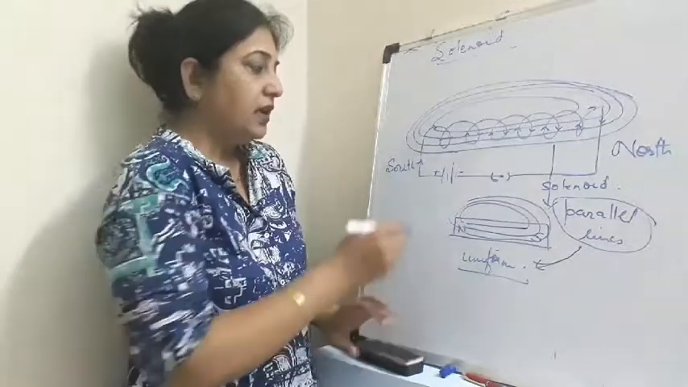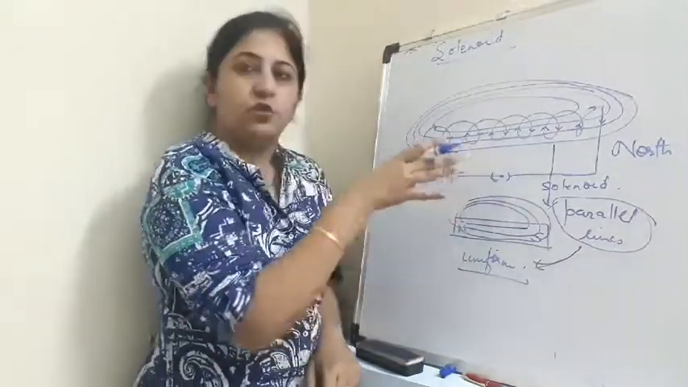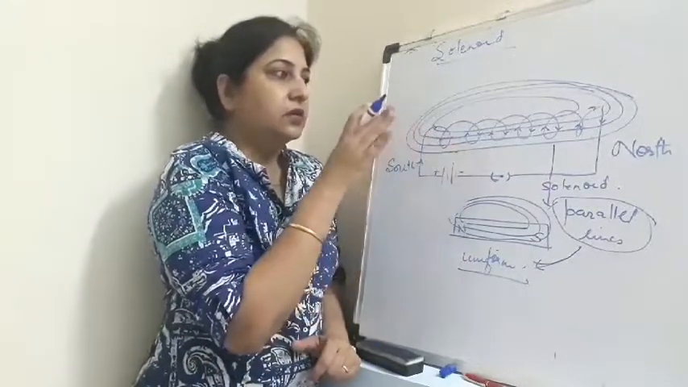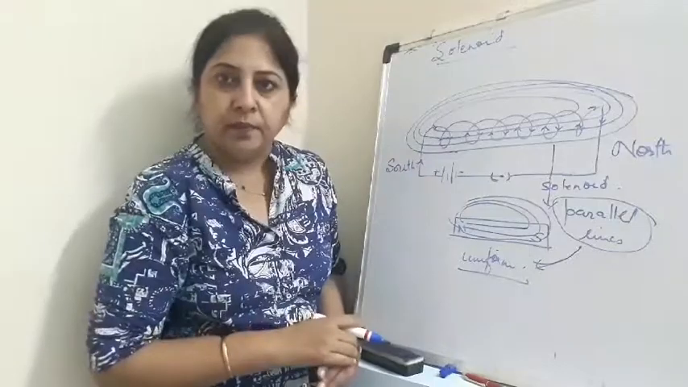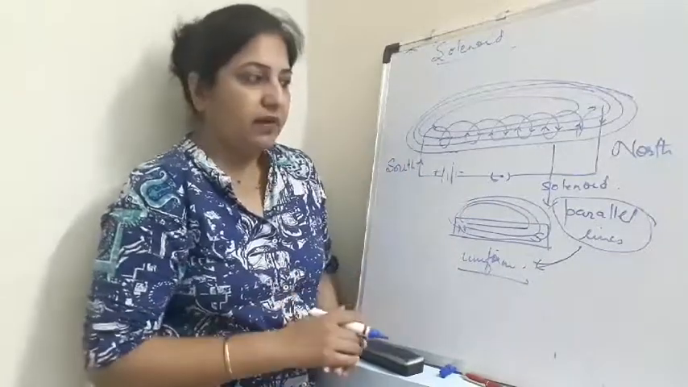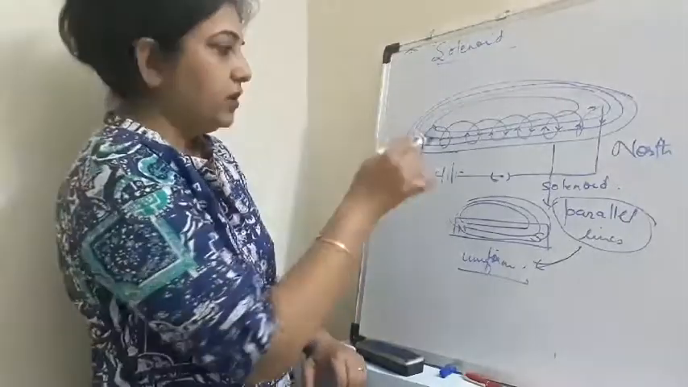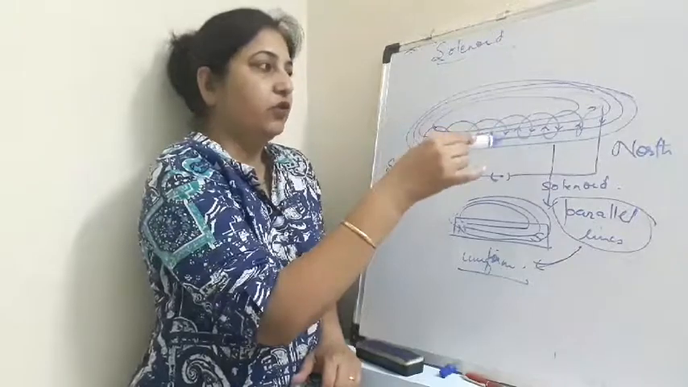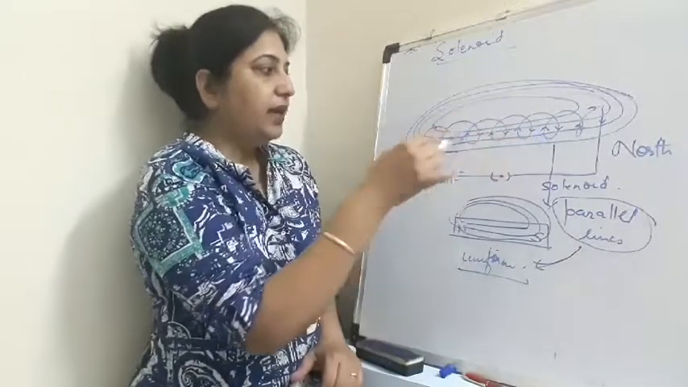Then we can say that if the current stops flowing in the solenoid, it will lose its magnetic property, right? And it will not behave like a magnet. So basically, what is a solenoid? A solenoid is a conductor which is wound in the form of curls, like a spring.